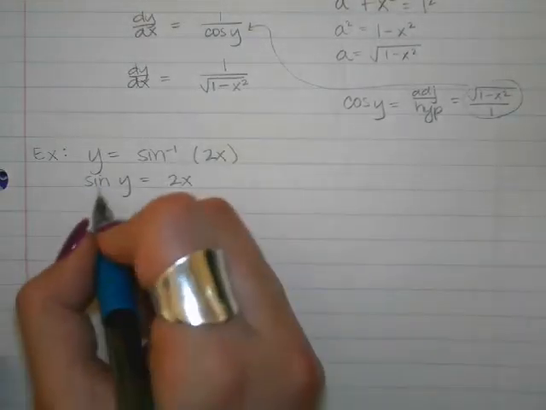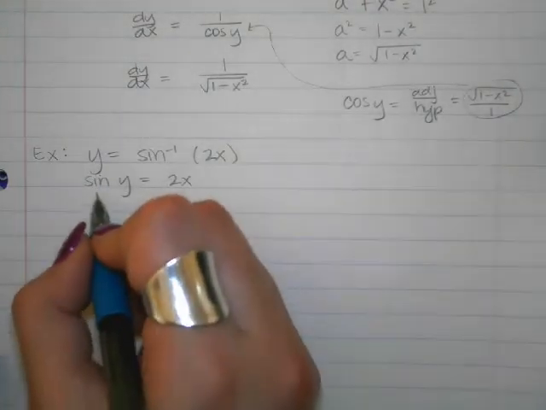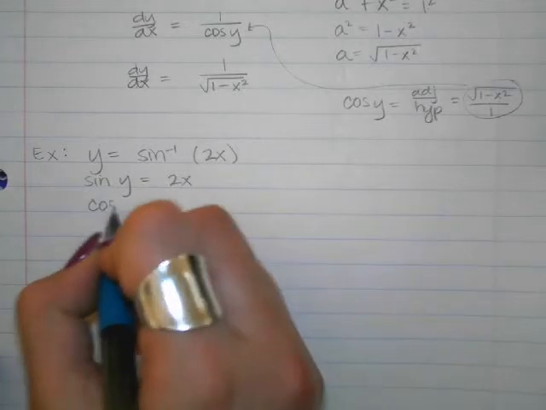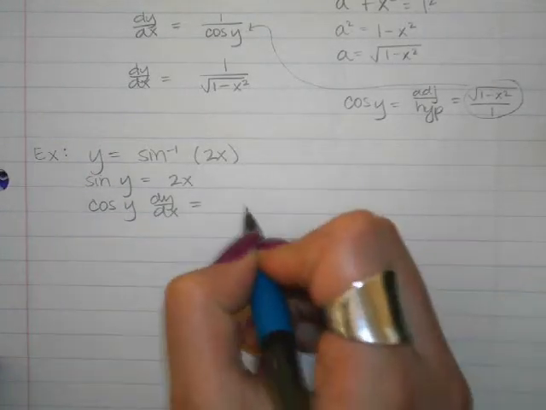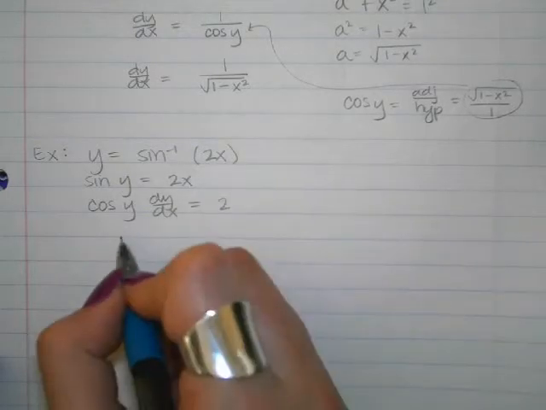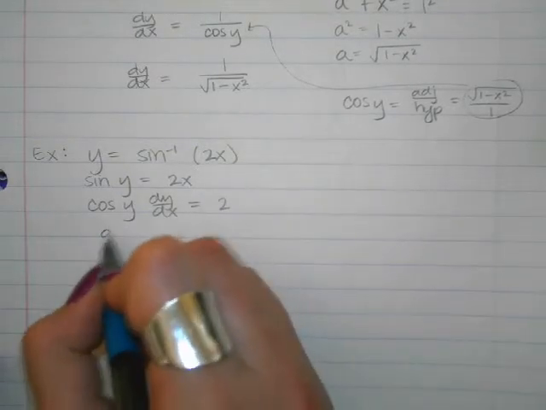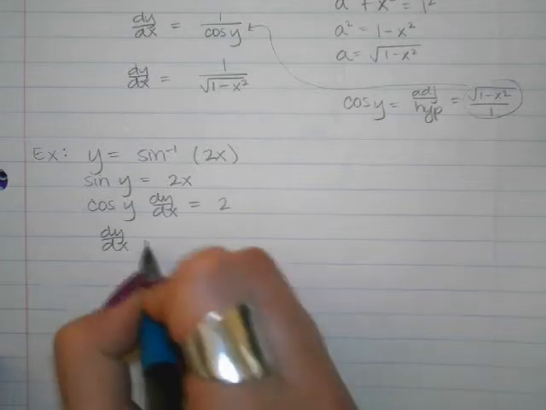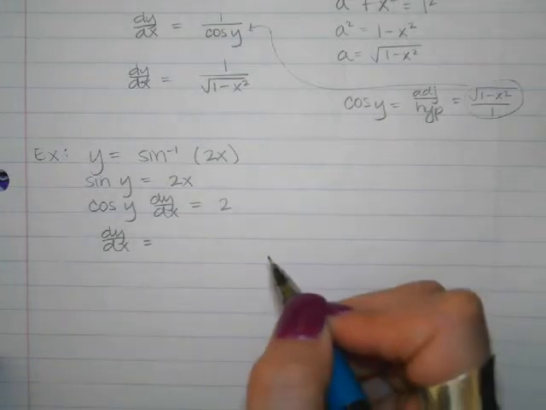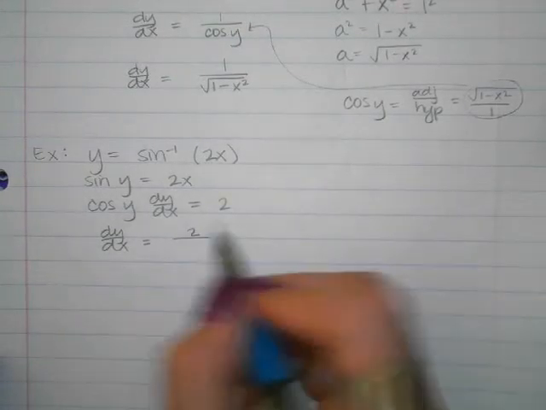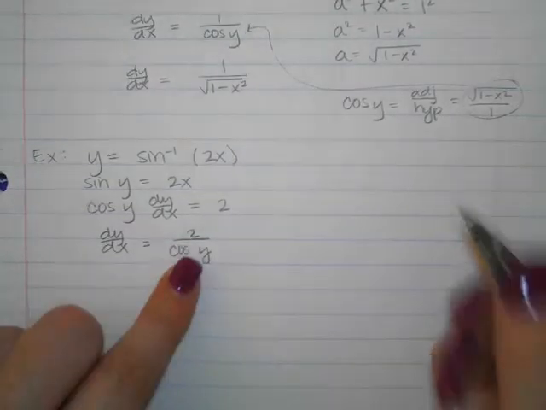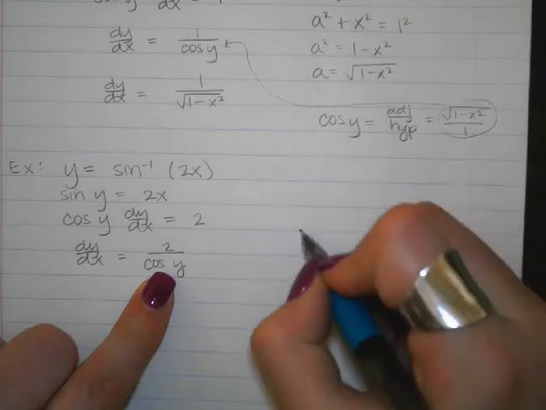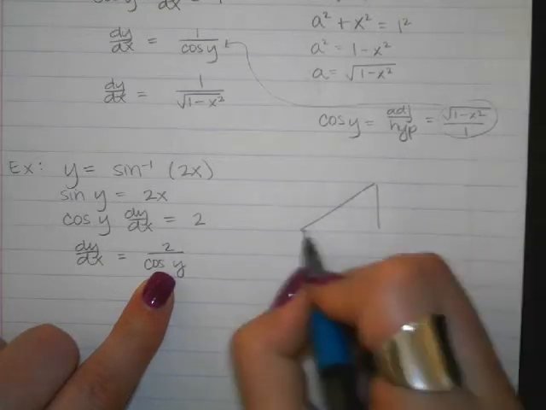And then we could take the derivative. So the derivative of sine is cos y dy dx equals 2. And then dy dx equals 2 over cos y. Okay, now to get the rest of the answer, we have to draw our right triangle and label all the sides.